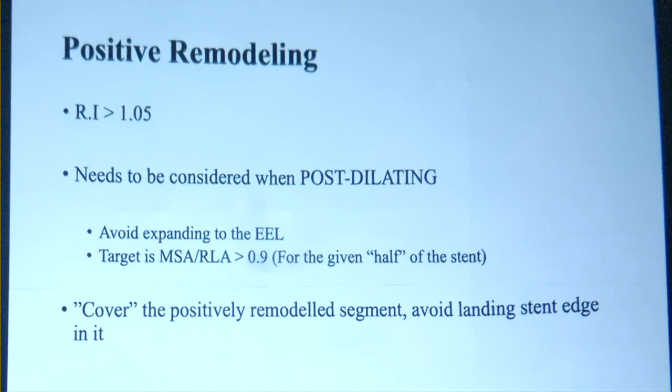If your target minimum stent area is greater than 90% of reference lumen area, we leave these positive remodeled areas alone. Also, it's recommended to cover the positive remodeled segments to avoid landing the stent edge in it. So it is important to identify positive remodeling and negative remodeling, and these are the definitions.